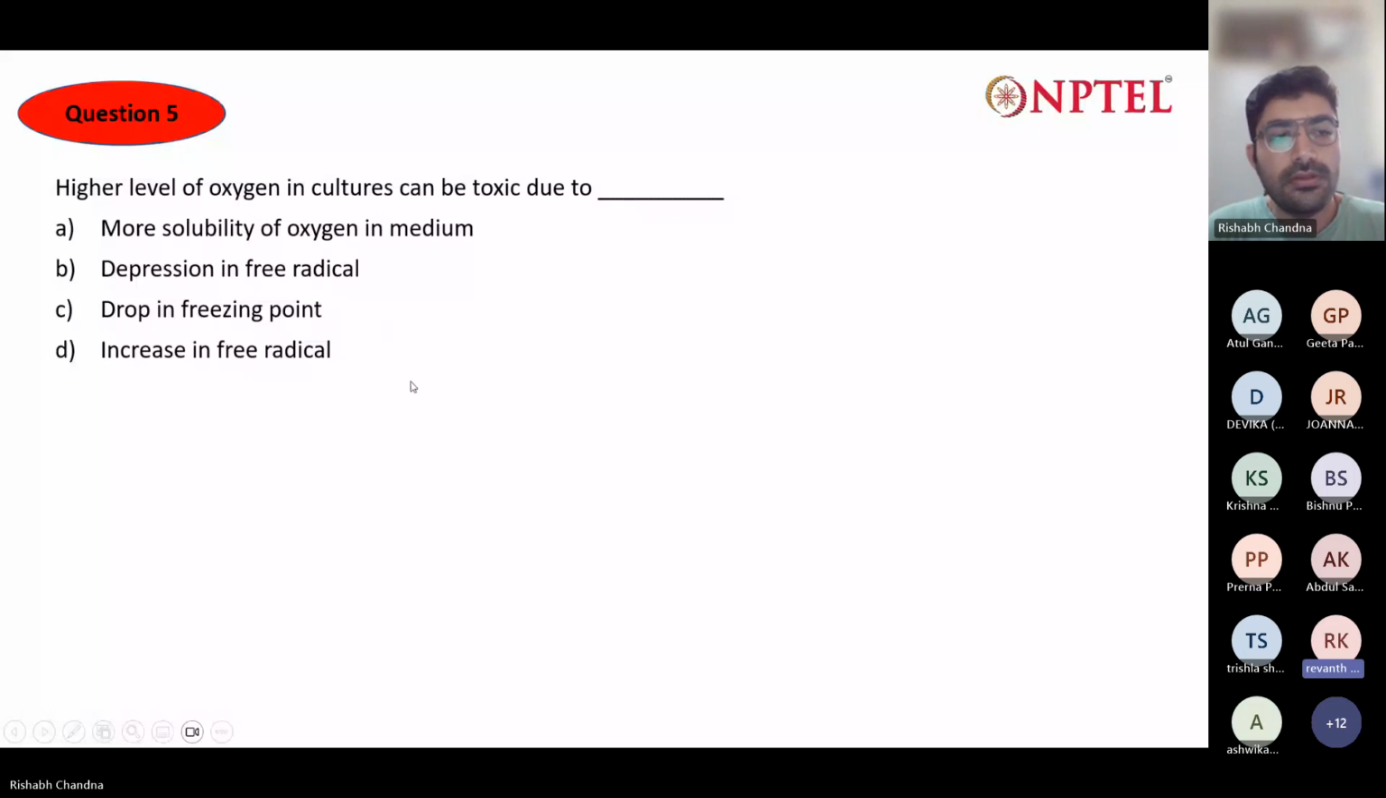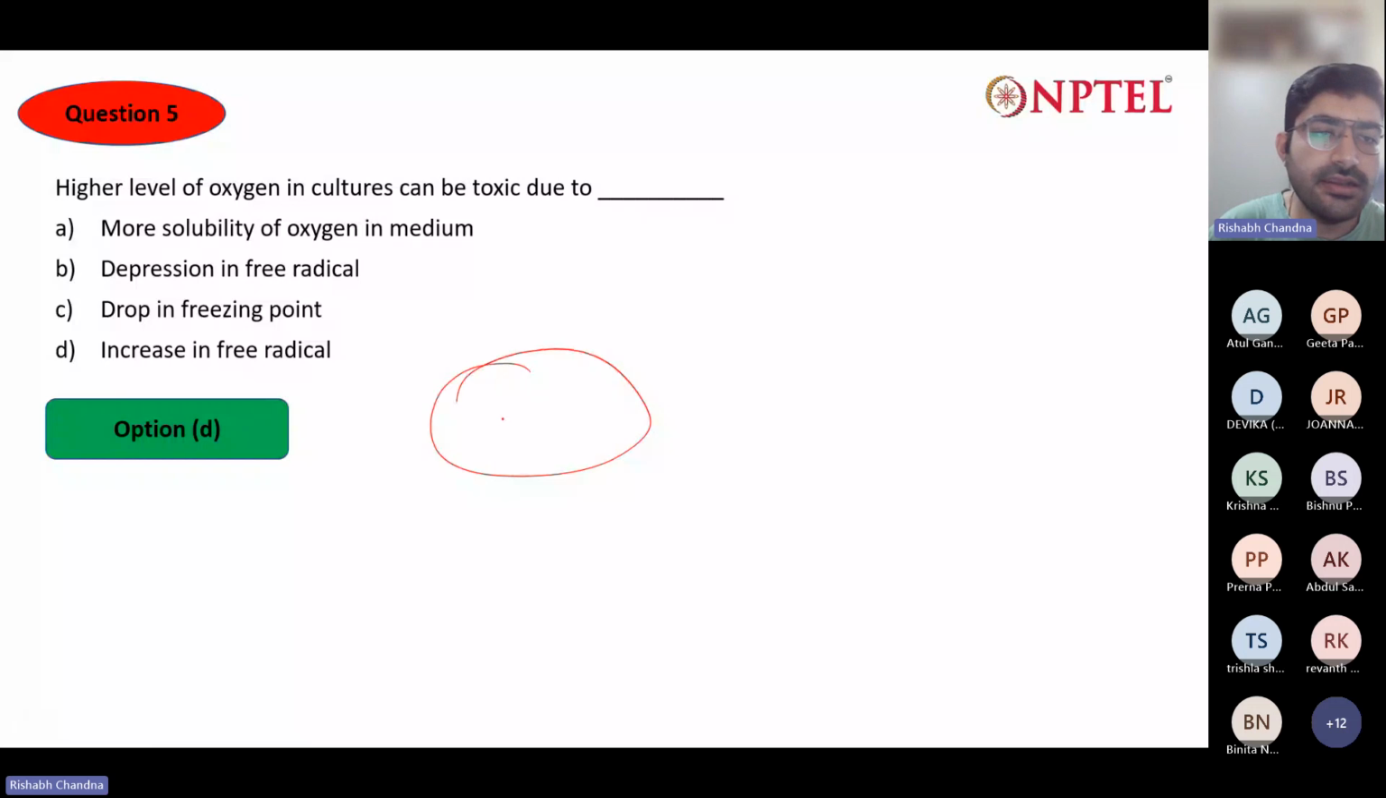Sir, I think it is more solubility of oxygen in the medium. Okay. Any more answers? So, what happens is, in a normal scenario itself, when we consider this is our cell, and this is the mitochondria that we have. It's the powerhouse of the cell. This is the main organelle which utilizes oxygen.